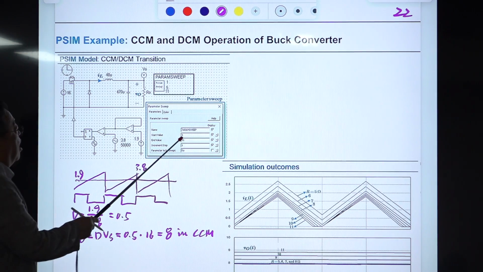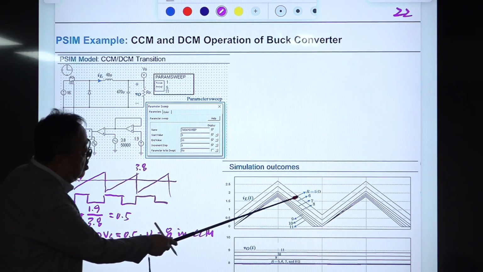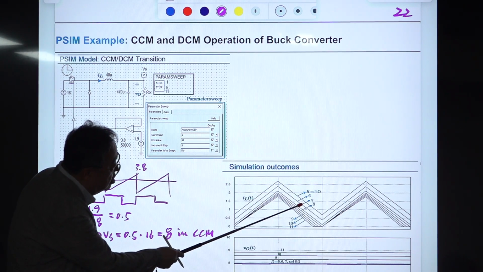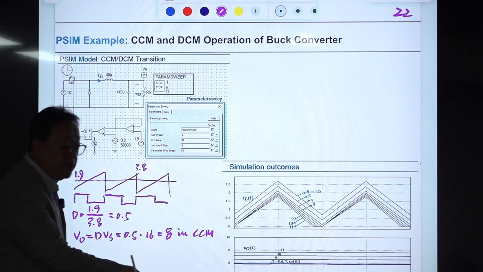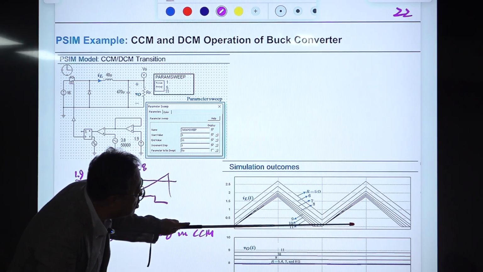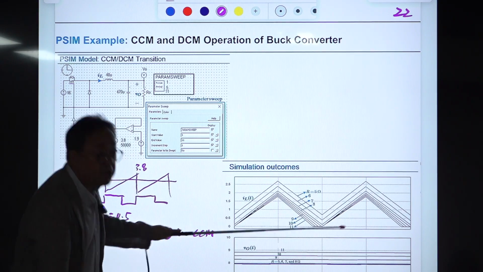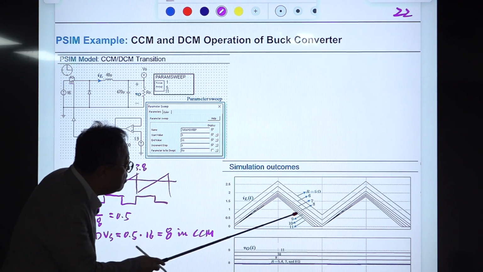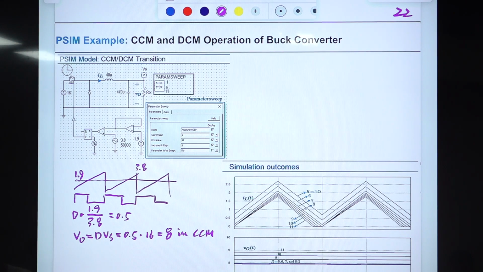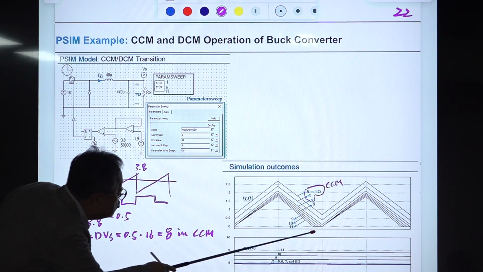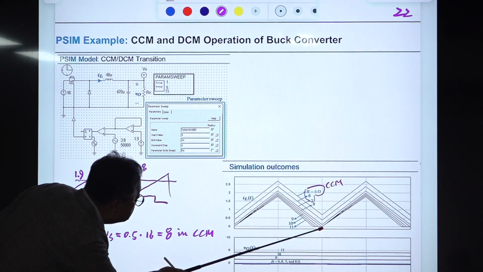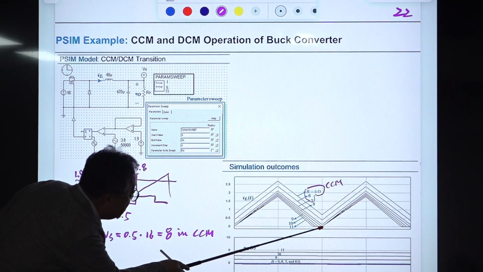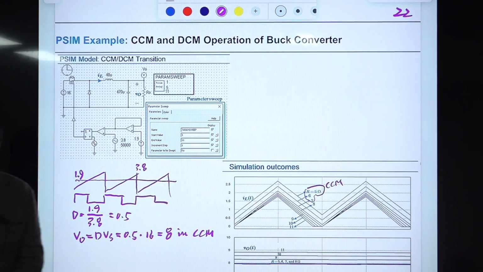So you are increasing R from 5 to 11. This is the case of 5, 6, 7. They are all in CCM. How do you know that? Because the minimum value of the inductor current is larger than 0, more positive than 0. That means for these three cases, this is the CCM case, and this one with the value 8 ohm is the borderline between CCM and DCM.